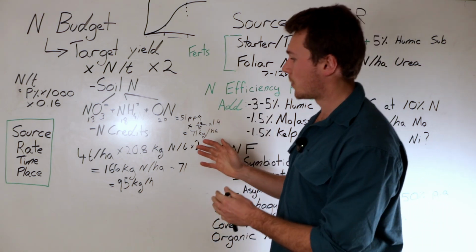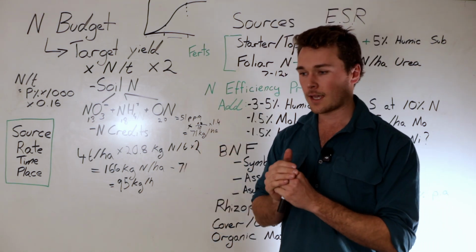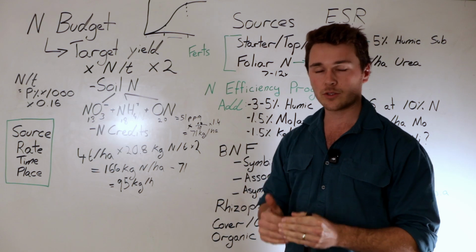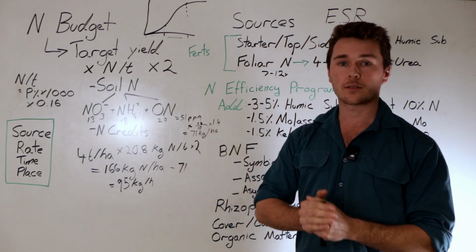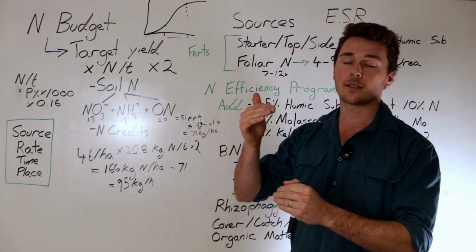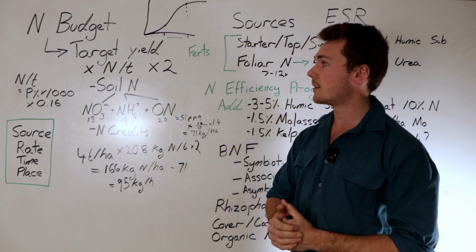So again, this is really important because it gives us an insight into the actual amount of nitrogen we need to apply to our crop. So we're not applying too much and we're not applying not enough, so we get the ideal yield.